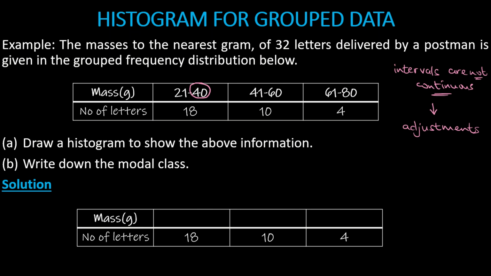Right? The next interval starts with 41. What we do, simply we add these two numbers, 40 plus 41. Then we do an average, meaning we divide by 2. This will give 81 divided by 2. We have 40.5. Right? Now 40.5 will become the upper class boundary of the first interval.